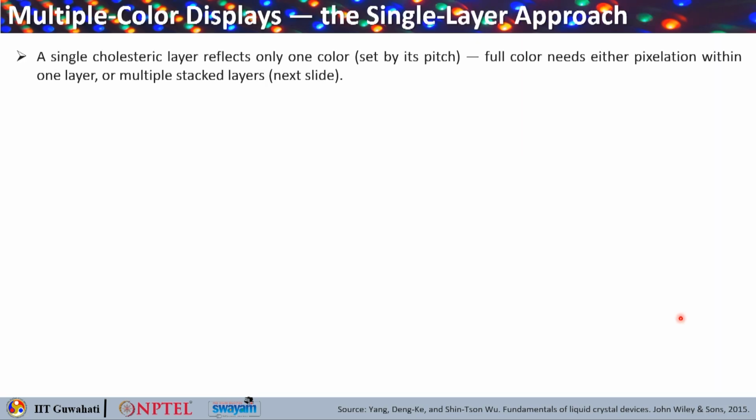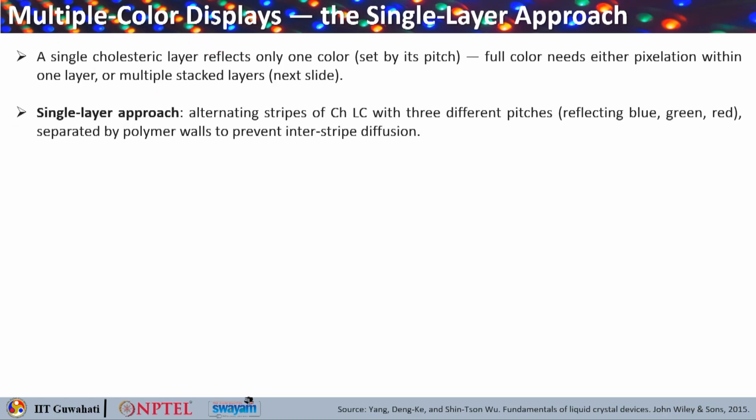Now a single cholesteric layer reflects only one color, which is basically set by its pitch. So if you want full color, you can either use pixelation within one layer or stack up multiple layers. That is very important to achieve multiple color displays. So what is the single layer approach? That we'll be discussing now.